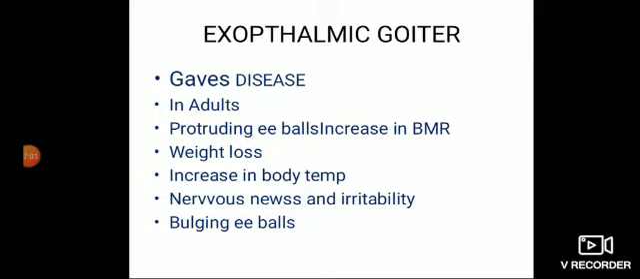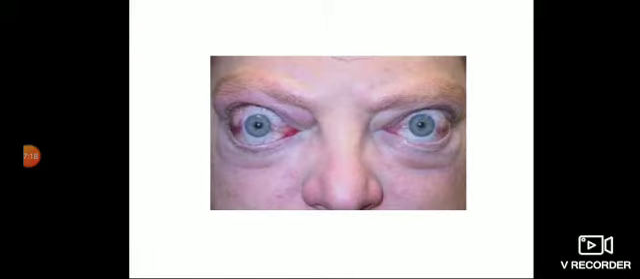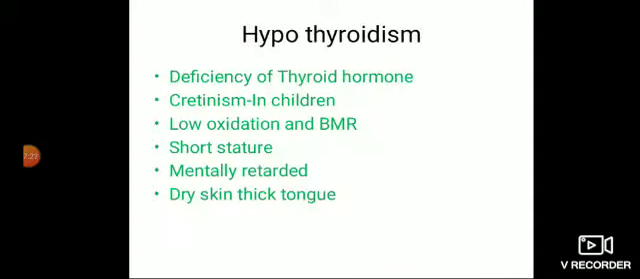In adults, in Graves' disease there is protruding of the eyeballs. There is weakness or weight loss, increase in body temperature, nervousness and bulging of the eyeballs. In the picture you can see the bulging of the eyeballs. The person seems to be mentally excitable. This is Graves' disease.